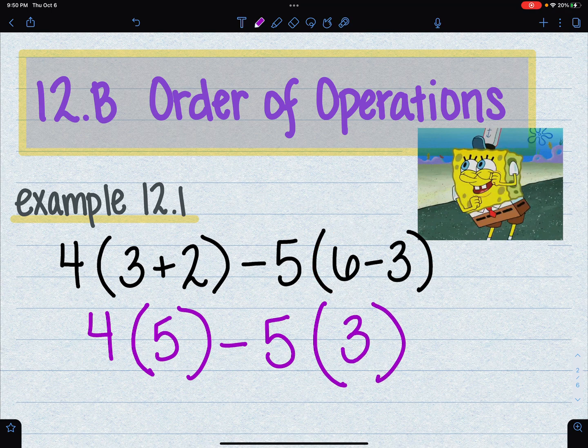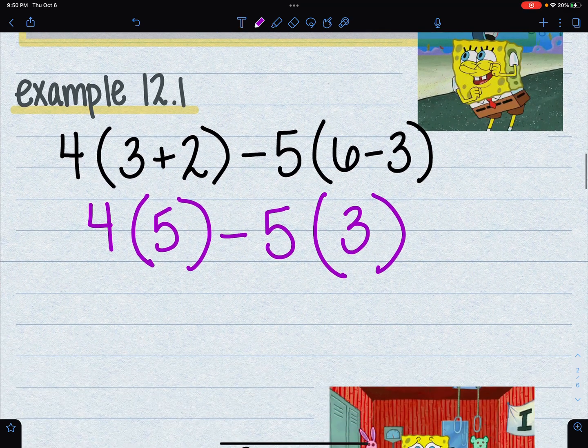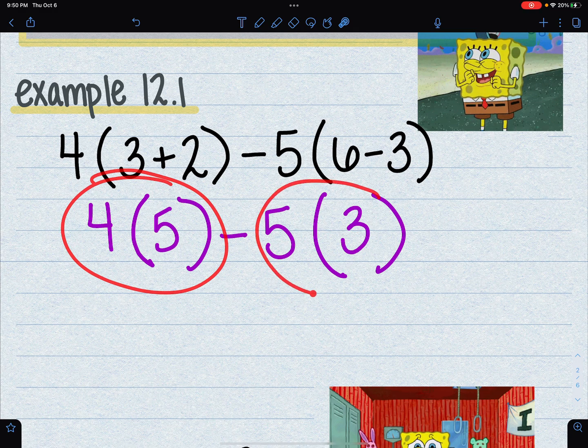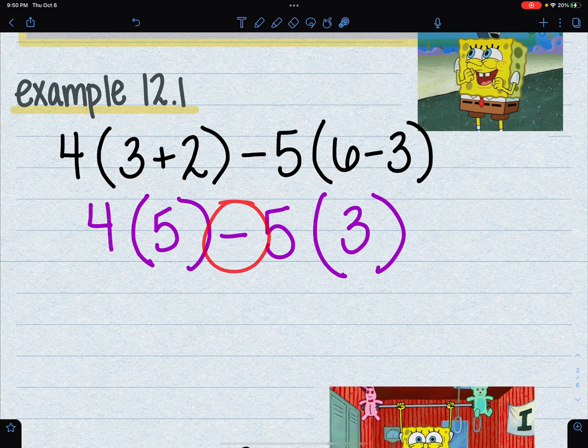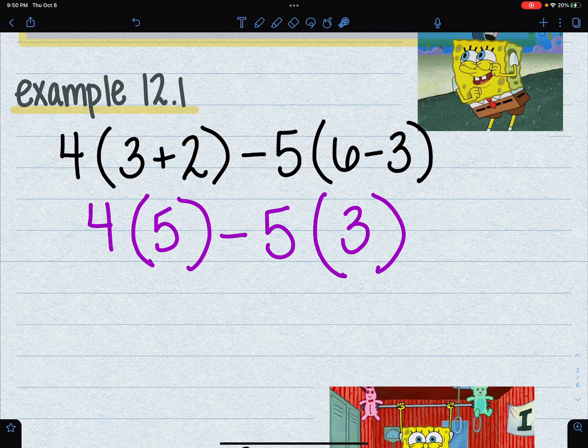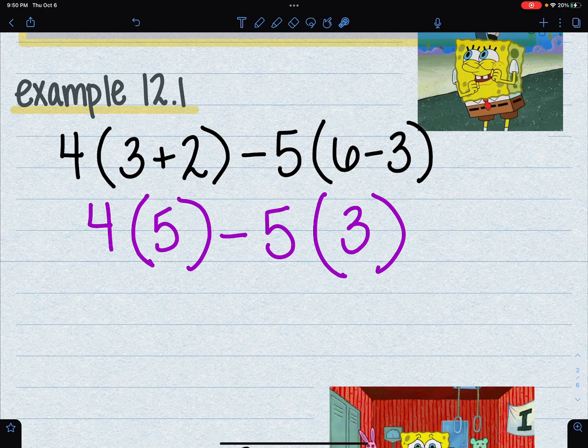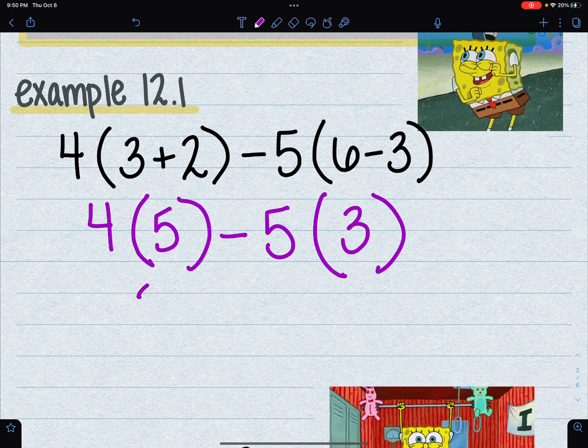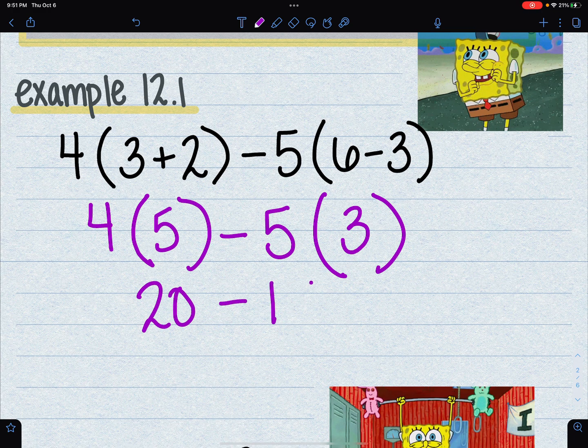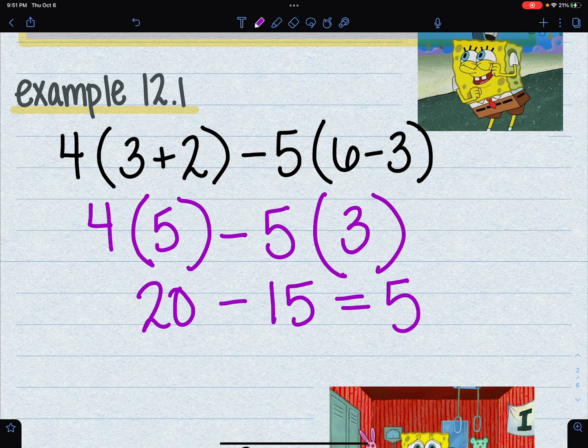Okay, so I simplified within the parentheses first. The next thing I'm going to do, I have two choices, right? I can multiply, or I can subtract. I'm going to multiply first because that comes first. All right, so let's multiply this 4 times 5. So I get 20 minus 15 equals 5. Bam, we did it. And the last thing we did was just add it together algebraically.